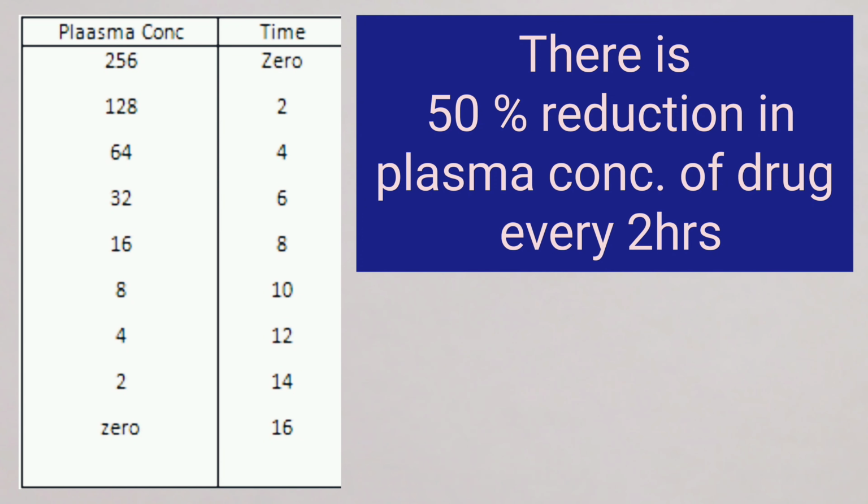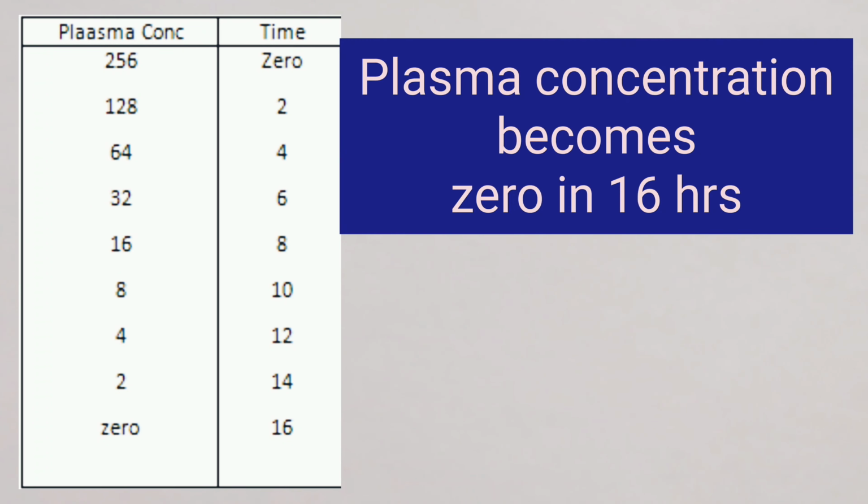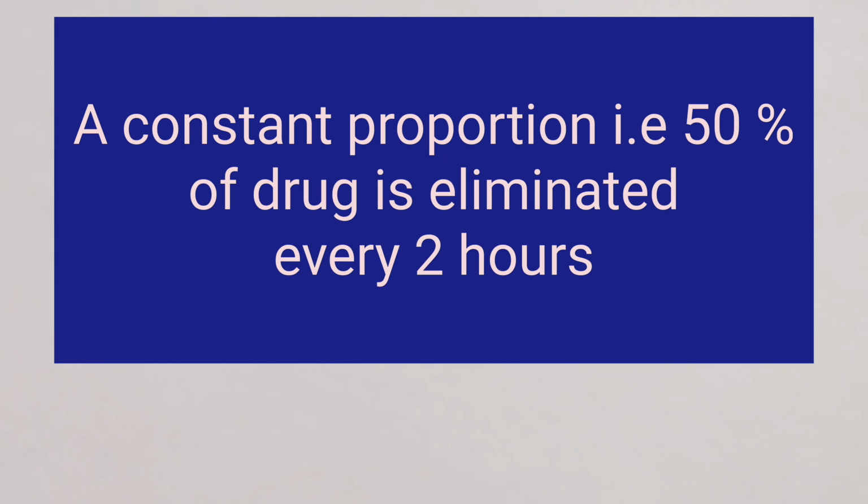If the initial plasma concentration of the drug is 256 in 0 hour, in 2 hours, there is 50% reduction in plasma concentration, which is 128. In next 2 hours, there is further reduction in 50%, which is 64. In next 2 hours, it is 32, and there is a decline in plasma concentration in a similar fashion till the concentration becomes 0 in 16 hours. So it is observed that a constant proportion of the drug, that is 50% of the drug, is eliminated in unit time, that is every 2 hours.